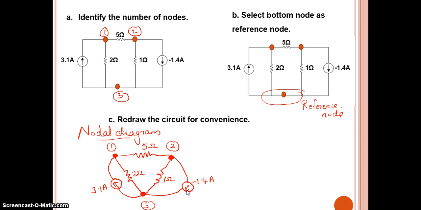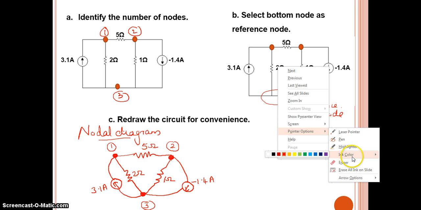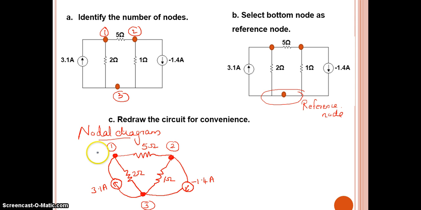So now our fourth step is we have to assign the node voltages to each non-reference node. So this is one node. Here I am assigning the node voltage as V1, and for this non-reference node I am assigning the voltage as, say, V2. So V1 is with respect to the bottom node or ground, and V2 is also with respect to the bottom node and ground.